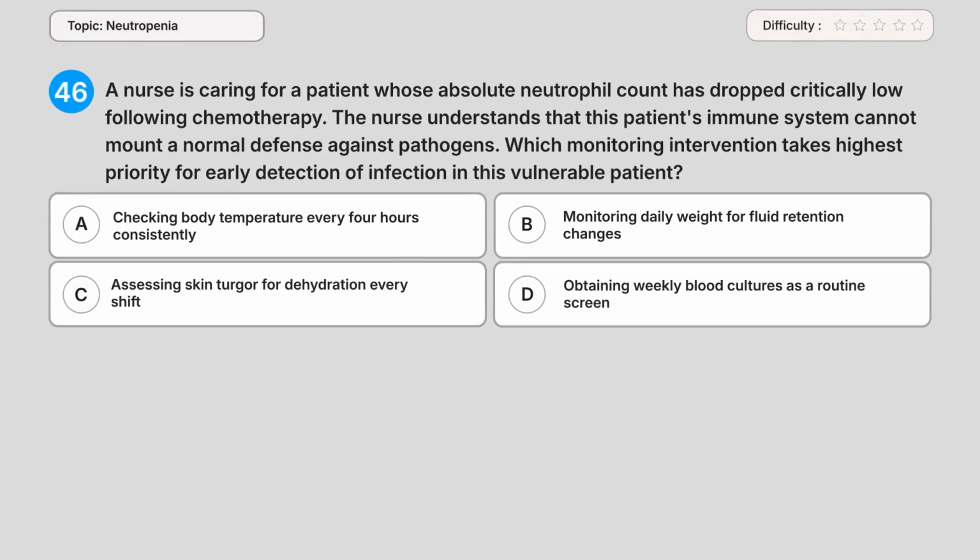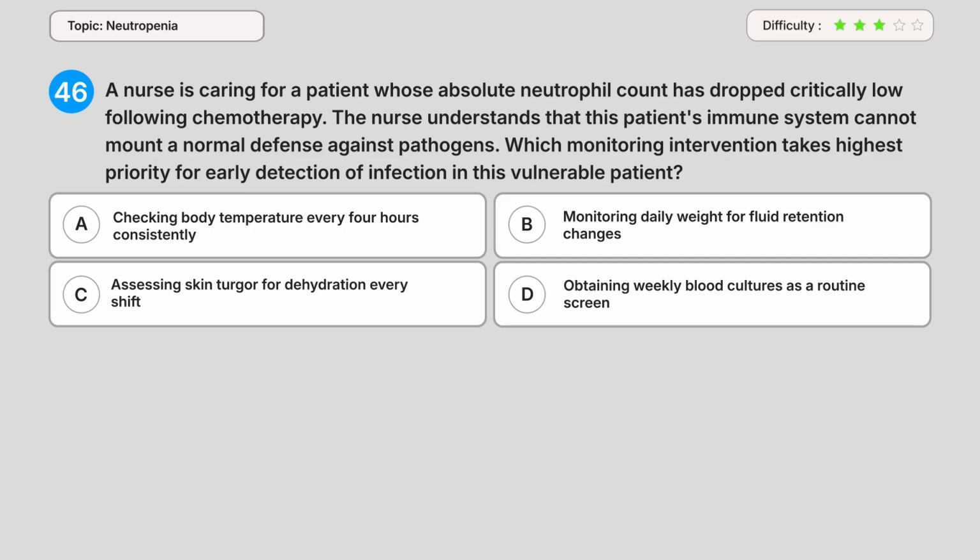46. A nurse is caring for a patient whose absolute neutrophil count has dropped critically low following chemotherapy. The nurse understands that this patient's immune system cannot mount a normal defense against pathogens. Which monitoring intervention takes highest priority for early detection of infection in this vulnerable patient?